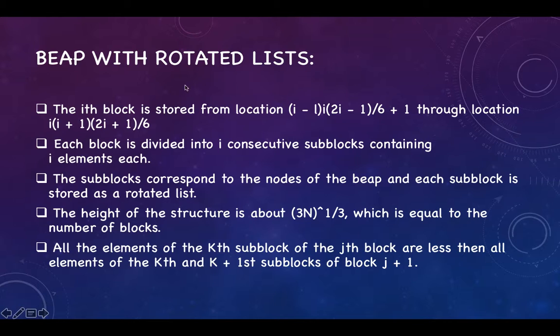Now let's talk about something deeper with rotated lists. The ith block is stored from location this through location this. Each block is divided into i consecutive subblocks containing i elements each. Each subblock corresponds to a node of the heap, and each subblock is stored as a rotated list. The height of the structure is about cube root of 3n, which is equal to the number of blocks. All the elements of the kth subblock of the jth block are less than all the elements of the kth and the k plus 1th subblocks of block j plus 1.